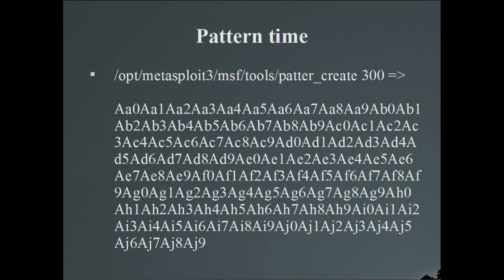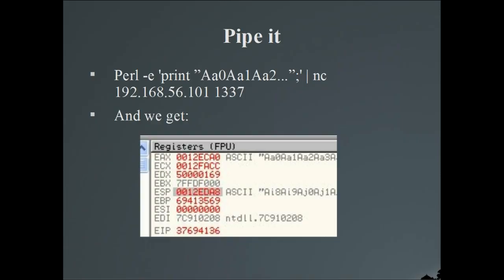All right, well, it's time to figure out where EIP is. So Metasploit has this great thing called pattern create. It makes life easier. Anyway, if you type this out, pattern create space 300, it will give you a unique pattern. There it is.